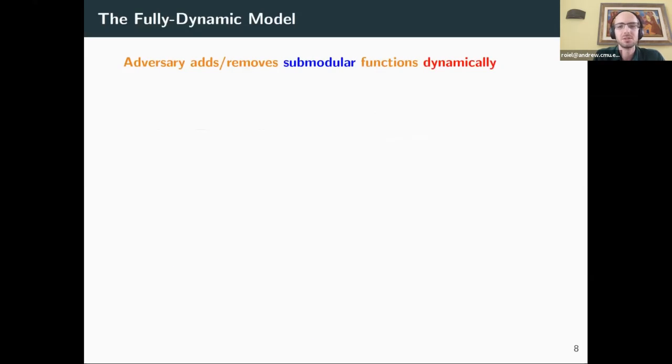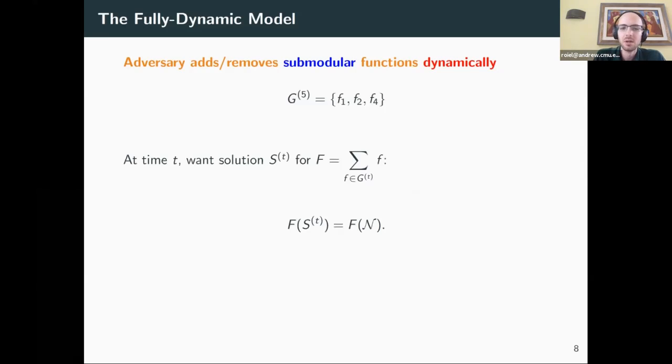Okay, so let me say a little bit more carefully what I mean by the function evolving over time. We'll imagine that an adversary is going to inject and delete submodular functions to an active set. And we'd like to maintain a feasible cover for all of the functions in the active set. So suppose at time 1, my active set G1 consists of just the function F1. At time 2, maybe I get another function, and this goes on. Maybe at time 5, a function is deleted. So at time t, we always want a solution S_t for the function capital F, which is the sum of all the functions currently in the active set.